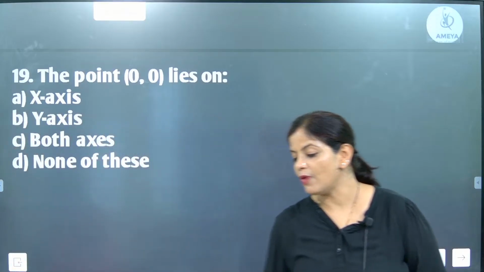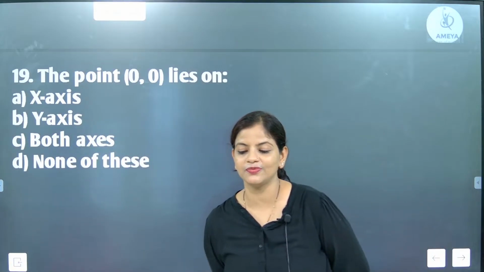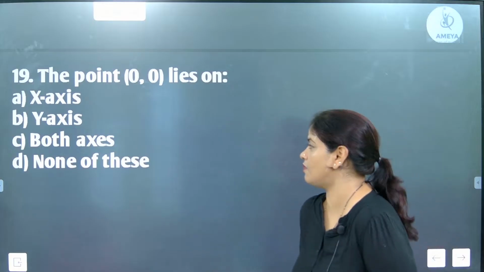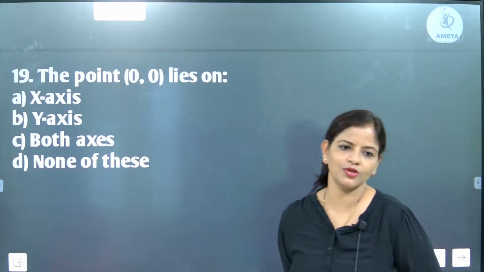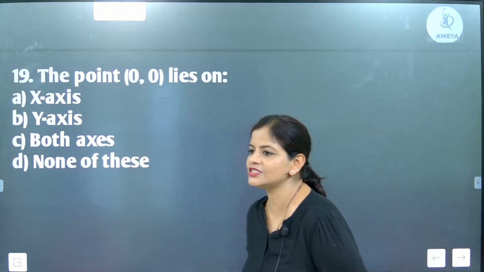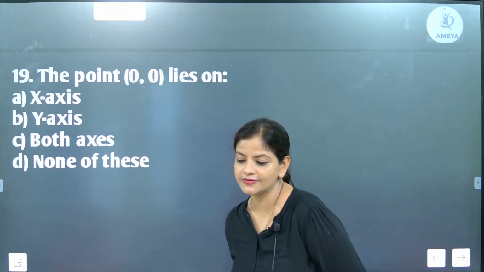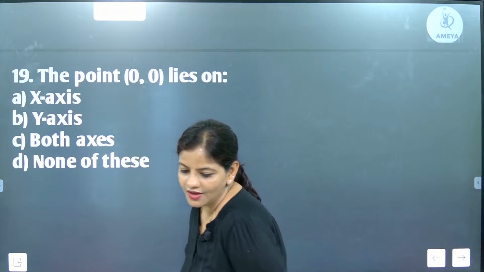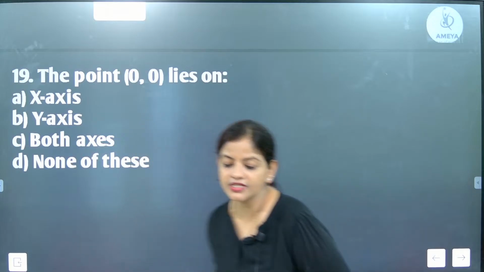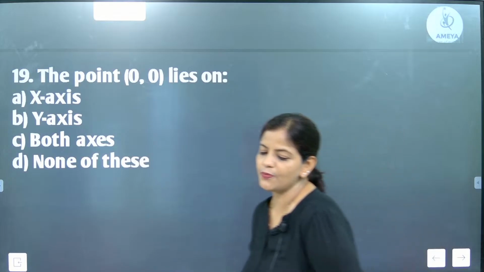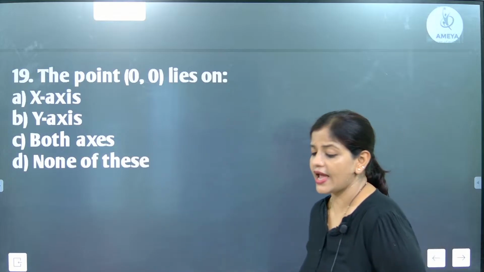Here the population will be divided into two types, because some people will be thinking the point (0, 0) lies on the x-axis. No. Lies on the y-axis. No. Is it a point shared between both the axes? Very good, Athar. Is it a point shared between both the axes? Come on, say fast. Yes, it is a point shared between both the axes.